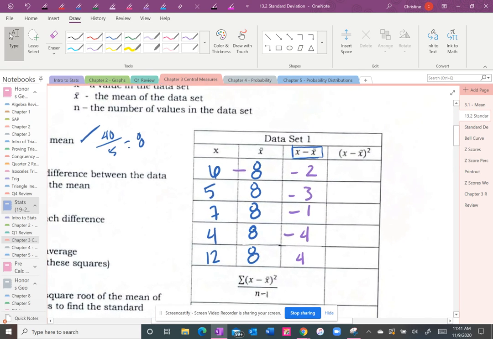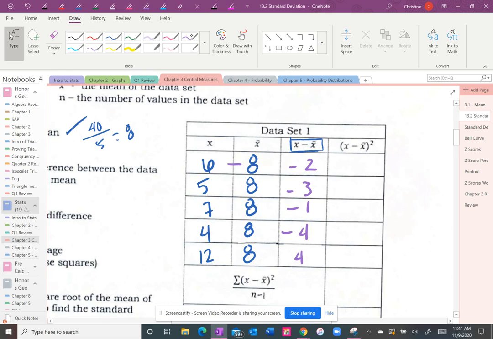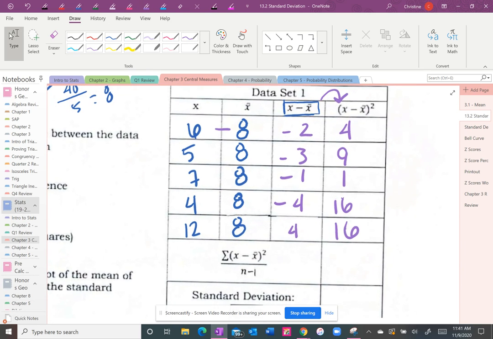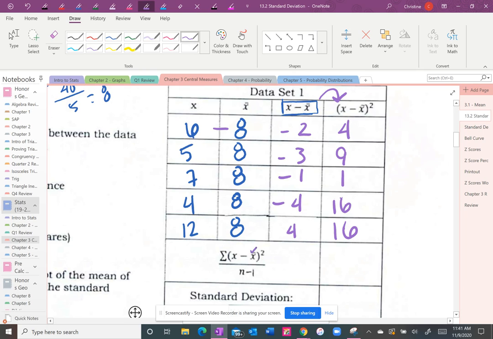First, I'm sorry, let's subtract first. Let's square them first. So first we're going to square all of these numbers. So this little table is like setting it up for us. All of these numbers squared would be positive 4, positive 9, positive 1, positive 16, and positive 16. So now that is all of the numbers squared. Okay? So we did the average, we took it away from the number, and then we squared it.